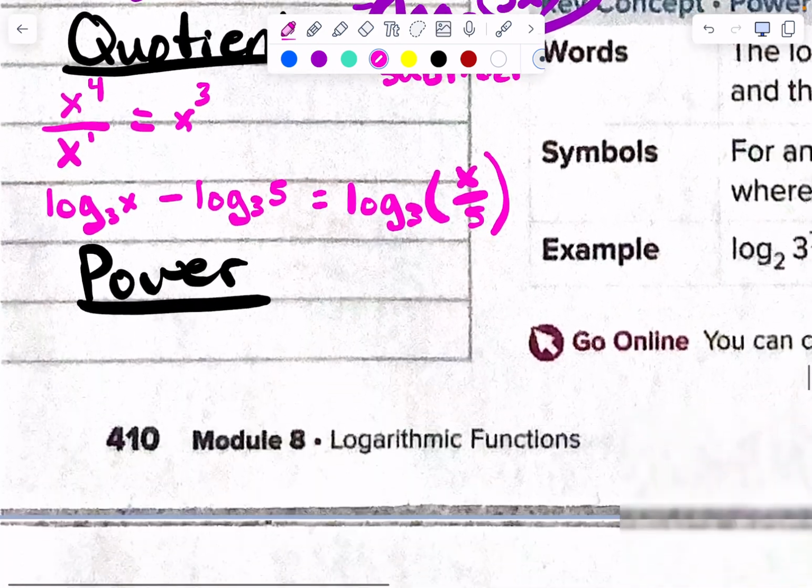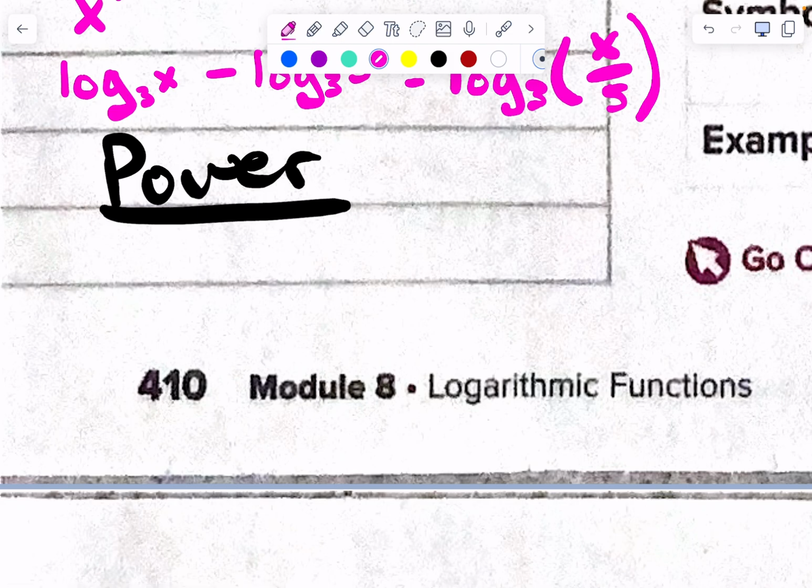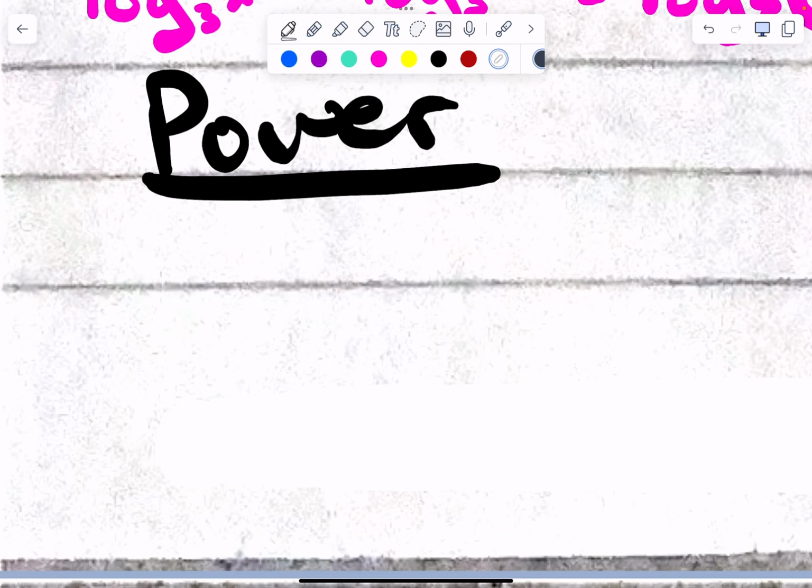Got it? Okay, last thing is power. Before you write this down, just watch, okay? Just watch and help me figure out what this is going to become, okay?